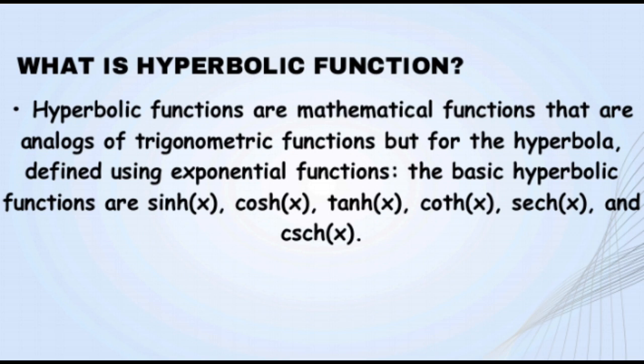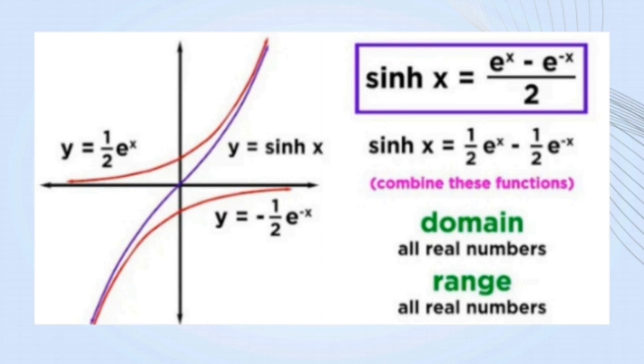The h helps differentiate these functions from the trigonometric ones, indicating that they arise from exponential expressions connected to the hyperbola rather than circular motion. Trigonometric functions are related to the unit circle. On the other hand, hyperbolic functions are related to the hyperbola. So, why are hyperbolic functions related to the hyperbola?